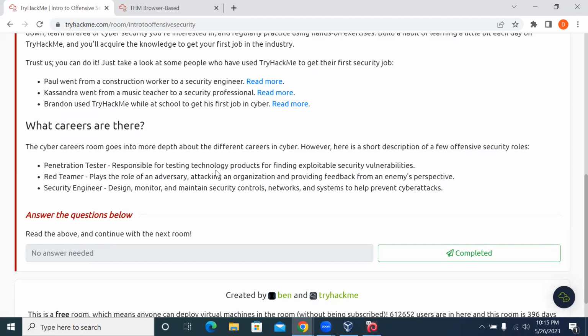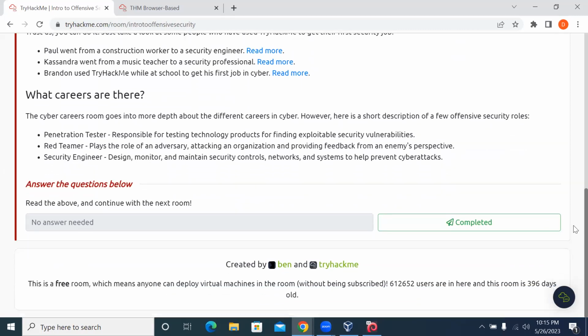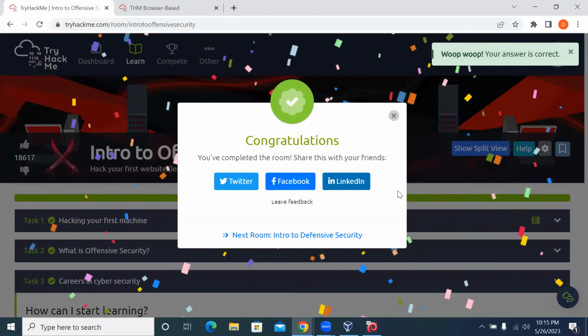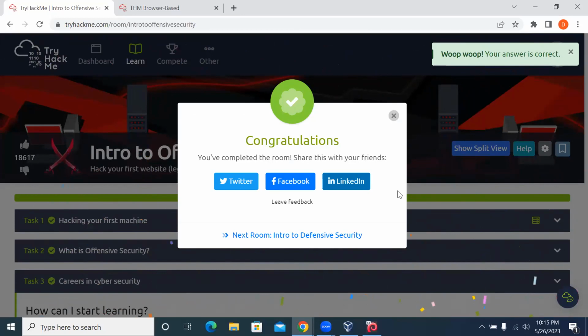Security engineer: to design, monitor, and maintain security controls, networks, and systems to help prevent cyber attacks. So these are several career paths in cybersecurity. As you progress, you will see some more career paths. So when I finish that, I just want to say congratulations, and that's all.